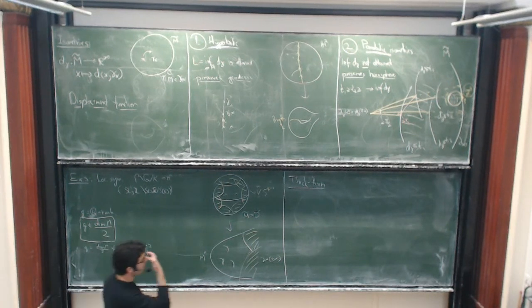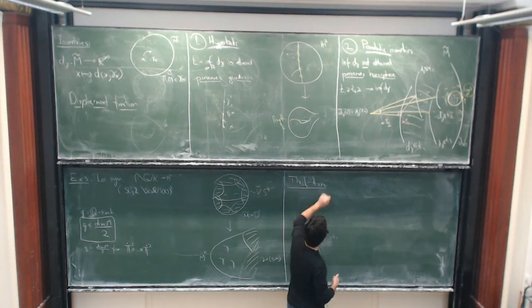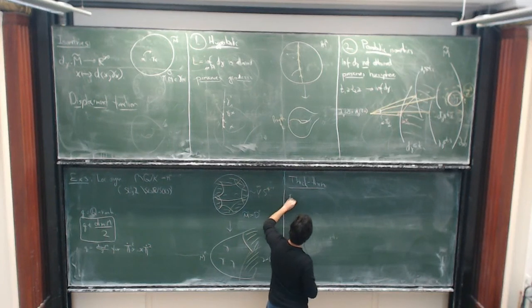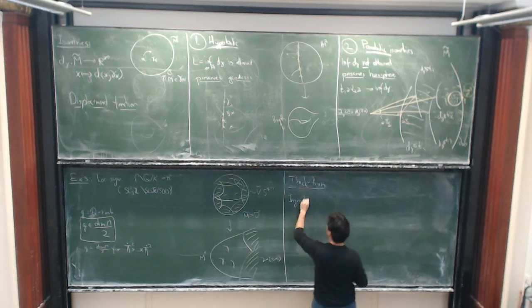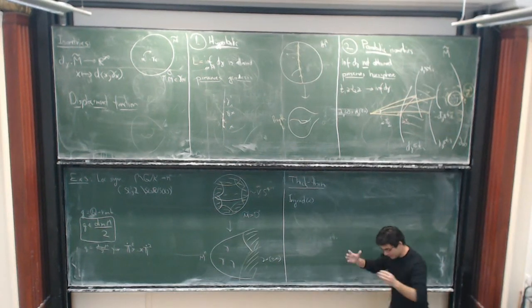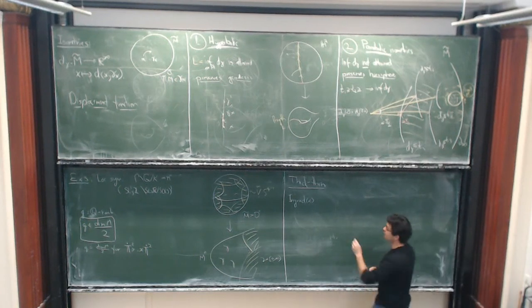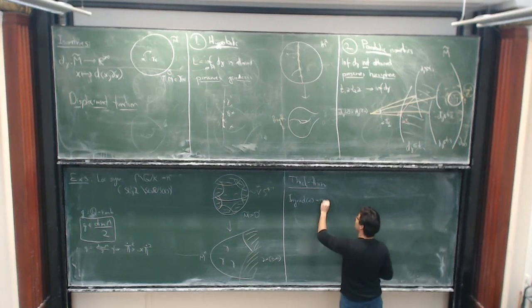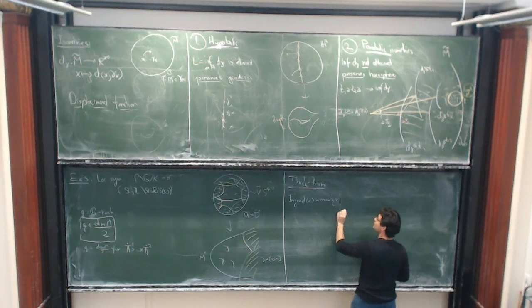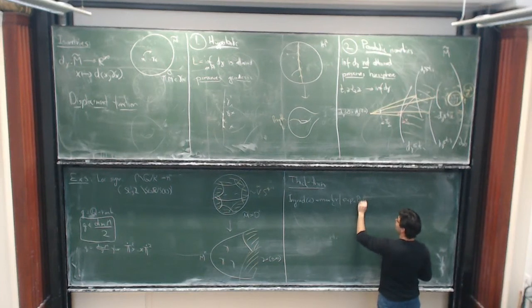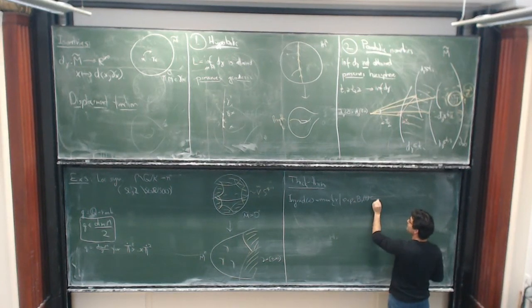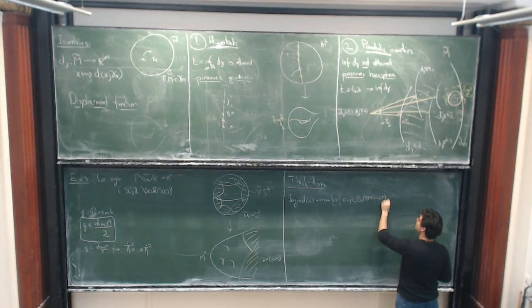So recall what the injectivity radius is. The injectivity radius is a function on the manifold M such that the injectivity radius at a point is the radius of the largest embedded ball. So it's the maximum radius r such that, if you look at the exponential map at the point x, the ball of radius r is embedded into the manifold.